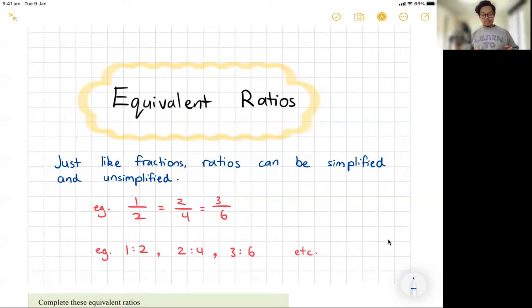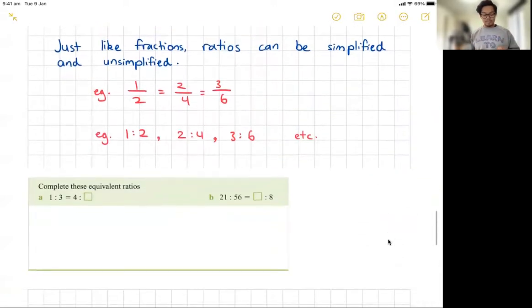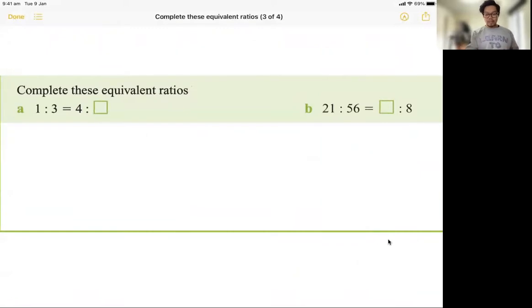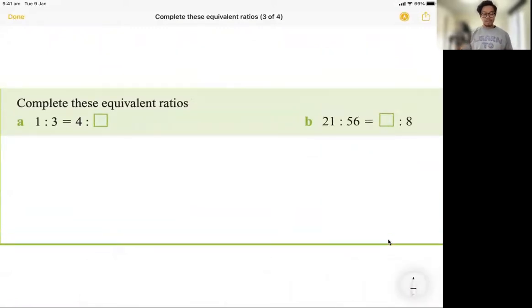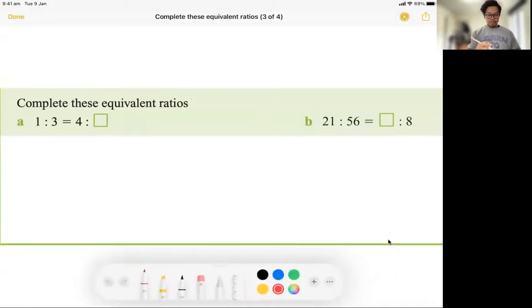Now, of course, your examples are not going to be that easy. You might have an example that might look a little bit like this. And let me show you how we would go about solving these. So if we want to complete these equivalent ratios, part of what we're going to do is we're going to have to find, okay, how did we get from that number to the other number? Let me show you what I mean.